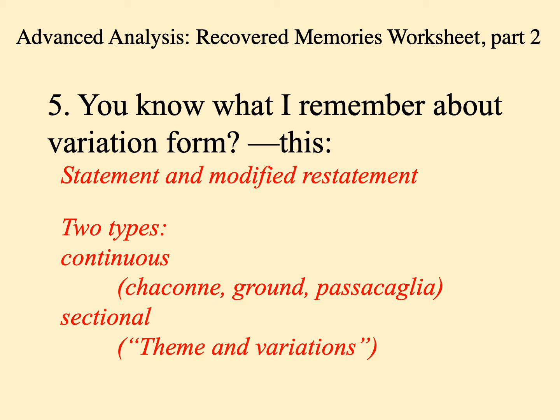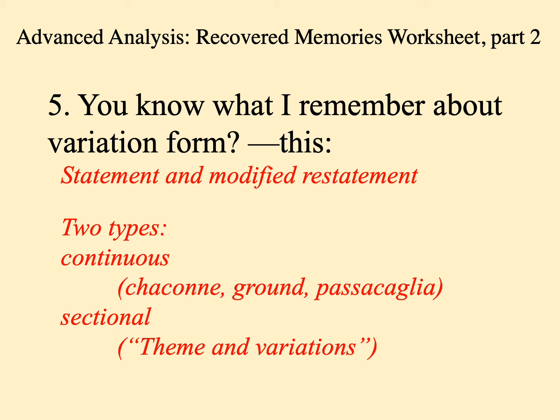So you might have a variation form where somebody just plays a bass part over and over and over again, and it doesn't change. Maybe it's the same little 4-measure phrase. And over that repeated 4-measure bass pattern, the melody will be doing different things. Those different things are the variations. That's one type of continuous variation.